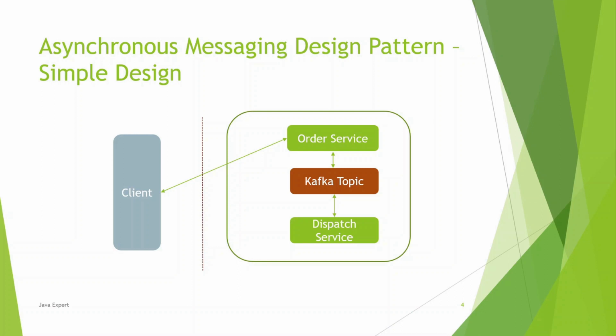This is the example where we are going to implement it. We will be developing an order service and a dispatch service, and in between, we are going to place the Kafka messaging service, basically a Kafka topic. So this is a practical example that we are going to do. Here we are going to use the Kafka messaging service as the message broker.